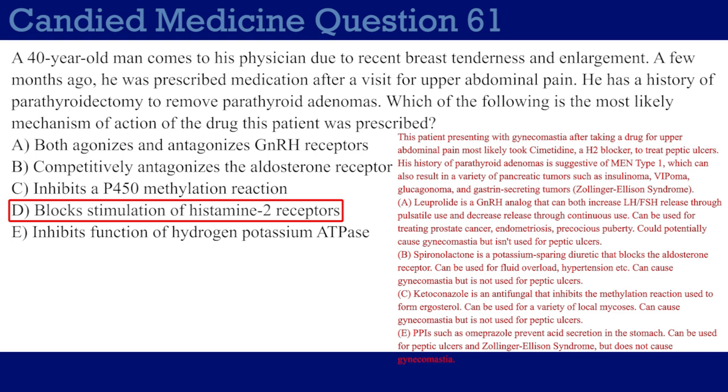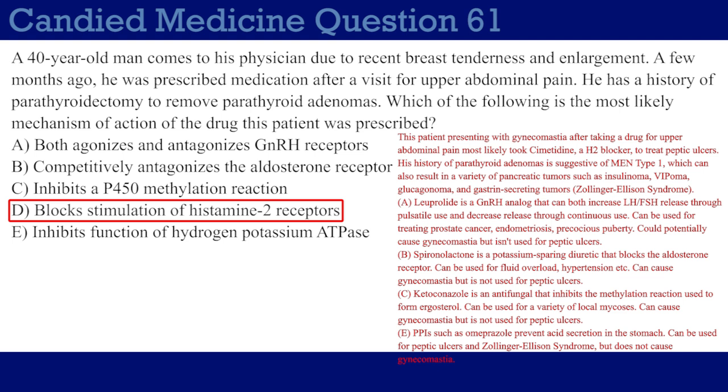And just for further review, MEN type 2A, of course, is parathyroid hyperplasia, medullary thyroid carcinoma, and pheochromocytoma, whereas MEN type 2B is mucosal neuromas, marfanoid body habitus, medullary thyroid carcinoma, and pheochromocytoma. So let's look at some of the other answer choices here.